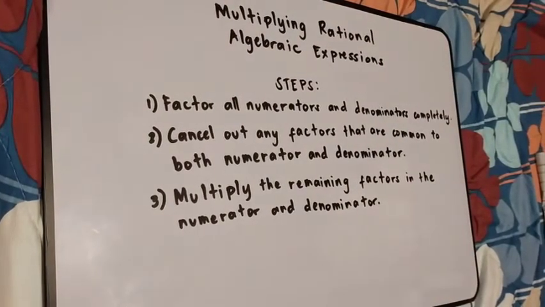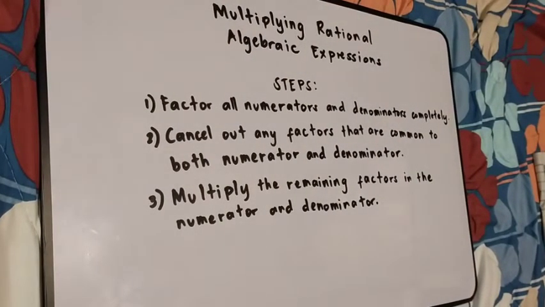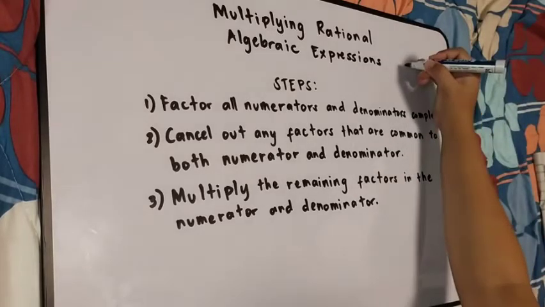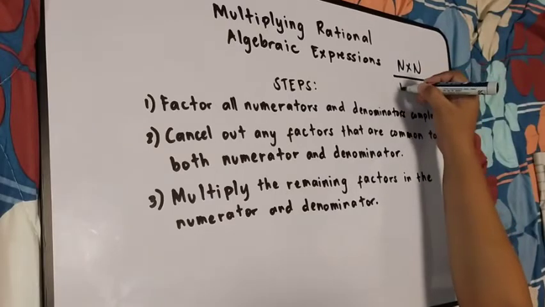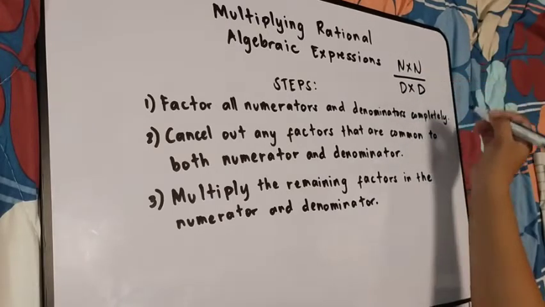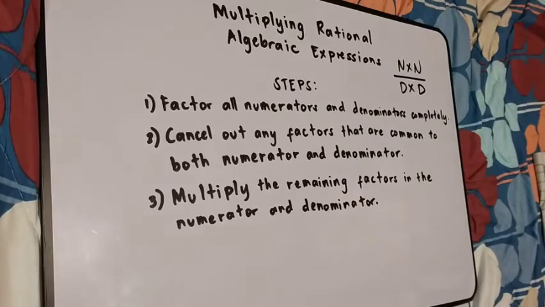The lesson for today is all about multiplying rational algebraic expressions. Or simply, recall lang natin, multiplying fractions. So, when you were in your elementary grade, how do you multiply fractions? It is simply numerator times numerator over denominator times denominator. Then, of course, dapat yung final answer nyo ay naka-simplest form.